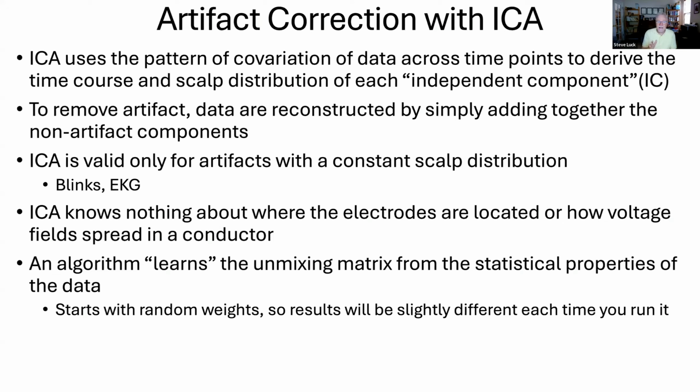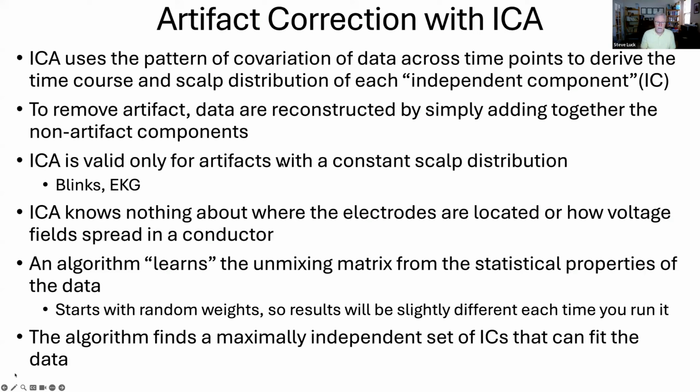Now, ICA starts with random weights. So if you repeat the process multiple times, each time it will be slightly different. That's okay. What it does is it finds the set of independent components that are maximally independent and can also fit your data. So it doesn't know anything about voltages, dipoles, brains, anything. It's just finding components that are independent of each other.